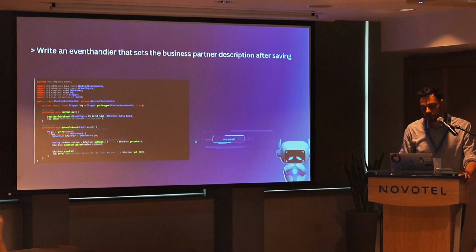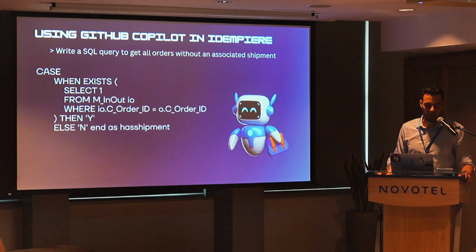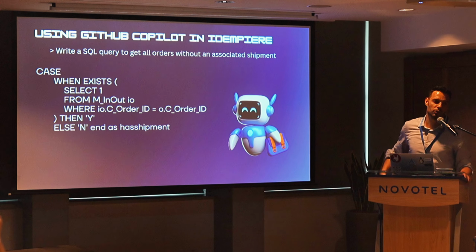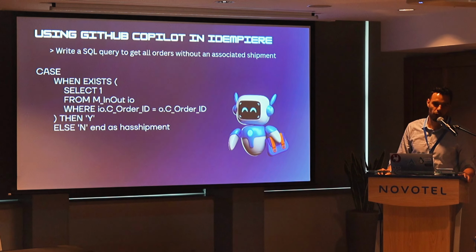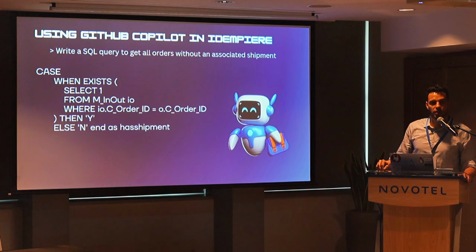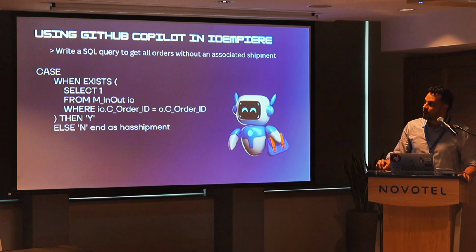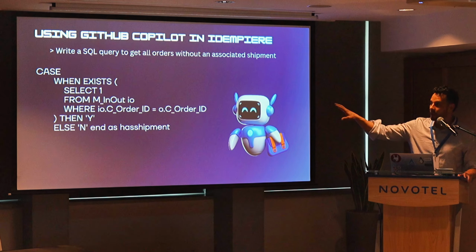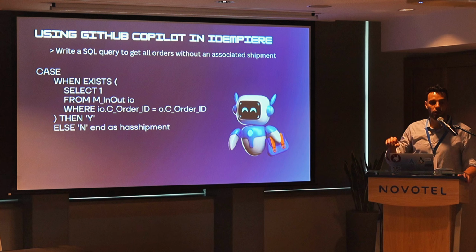Another example, because it can also help with writing SQL queries. Let's say you have a customer that wants to add a parameter in an info window to identify which closed orders or processed orders don't have an associated shipment. If you ask Copilot, it will give you this nice SQL to add the info window column.